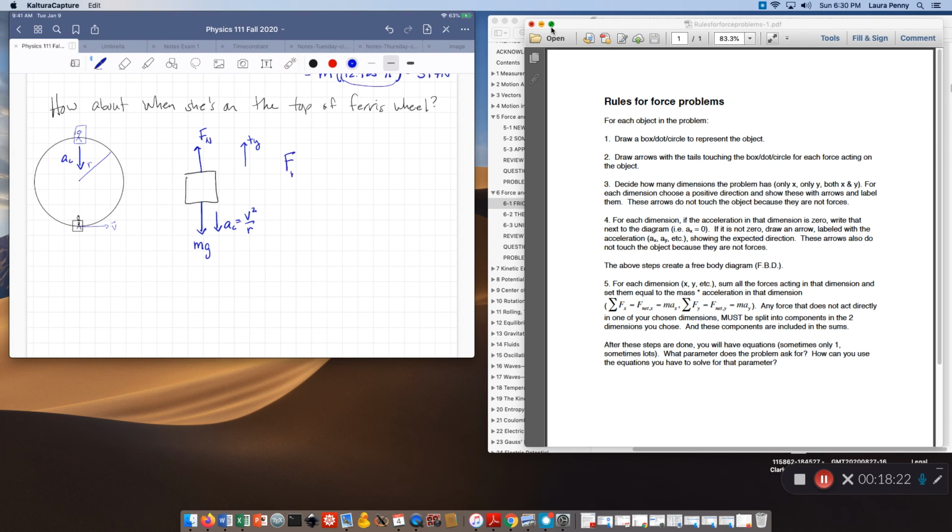So when I do F net y, I'll still get that the normal force is up, gravity is down, this equals mass, but now this is negative a_c. a_c is in the negative direction, and so I have to explicitly put that in there as a negative. So I get that the normal force minus gravity is equal to negative m v squared over r, or the normal force is the force of gravity, subtract m v squared over r.